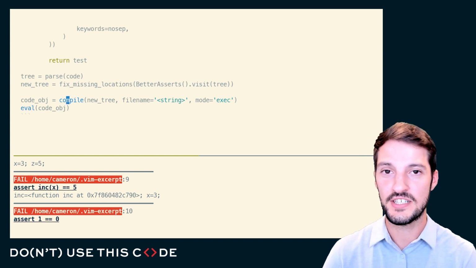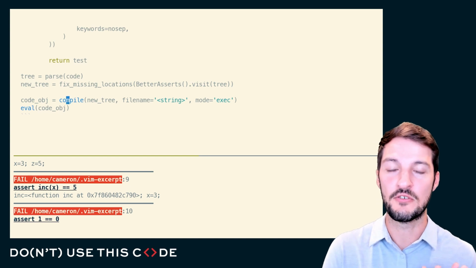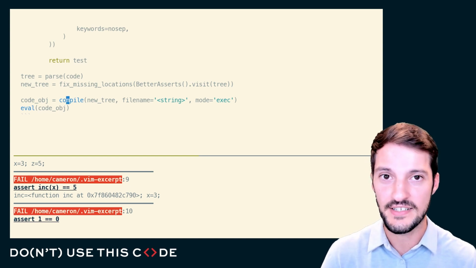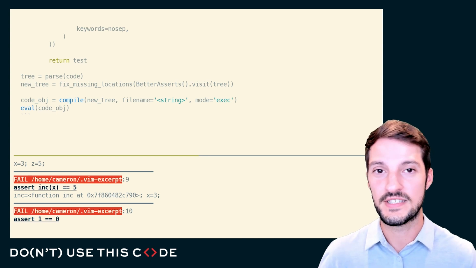It leverages the abstract syntax tree in order to dynamically change the code that's being run so that you don't have to go through by hand and change every single assert statement that you've written in order to test your code.